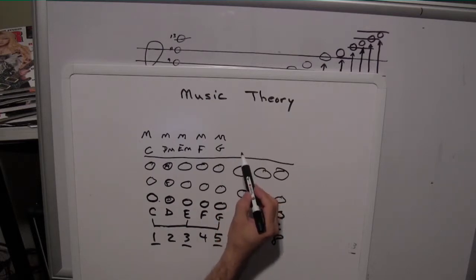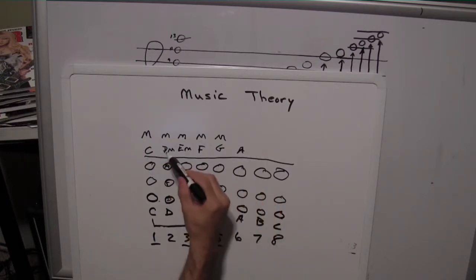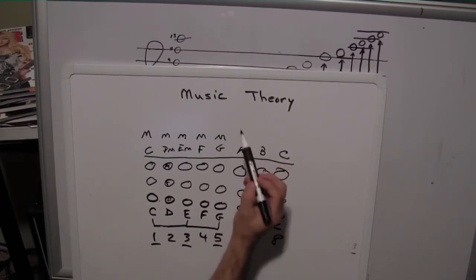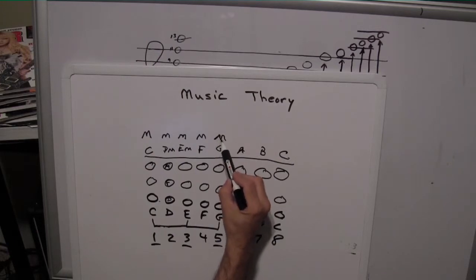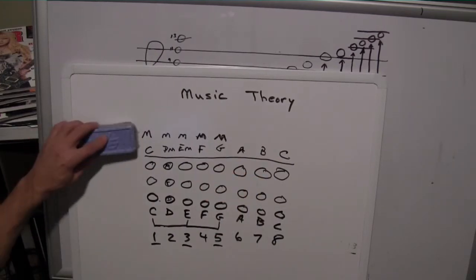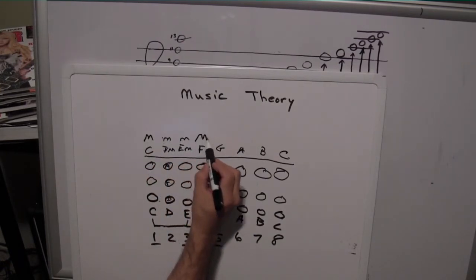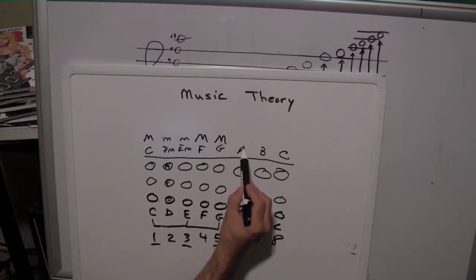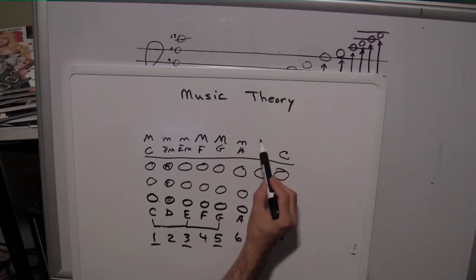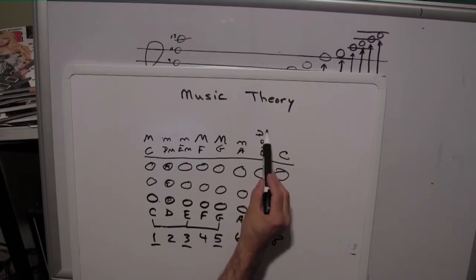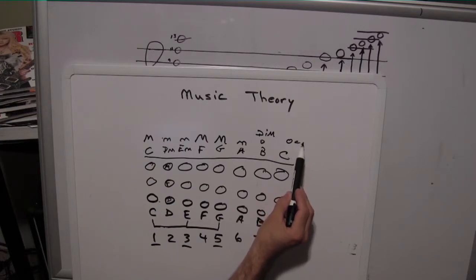A, B, C, D, F, G, C, D, E, F, G, and then A, B, and C. Okay, and so these are majors. Let me make it a little better. So major, minor, minor, major, major, and this is minor, and this one's a diminished, which is symbolized a lot of times by just a little degree sign, a little circle, or it could be D-I-M. Then we're back to the octave here.